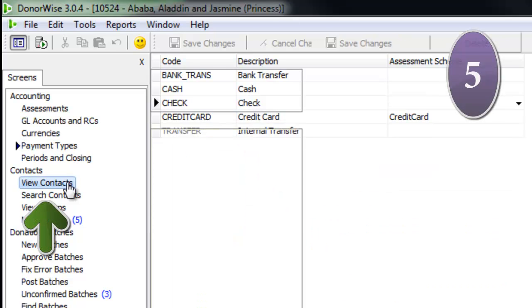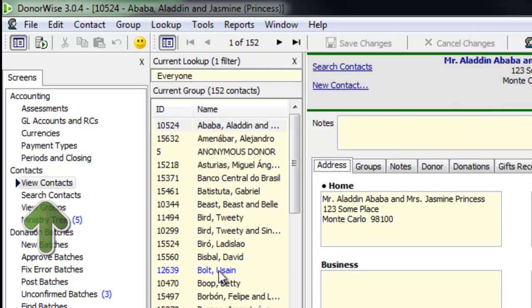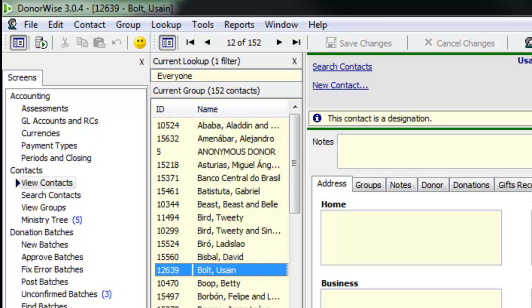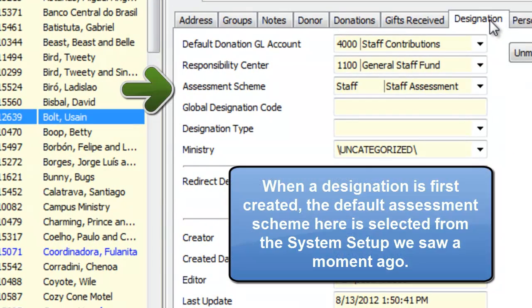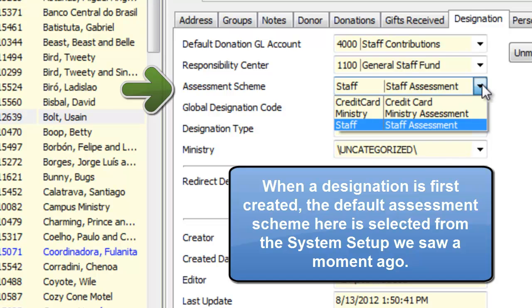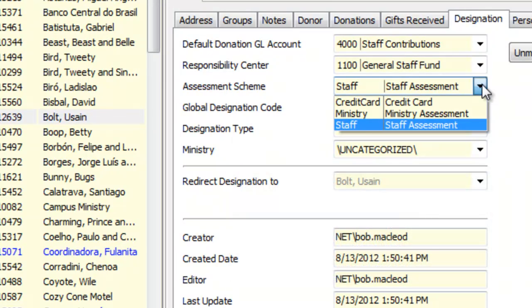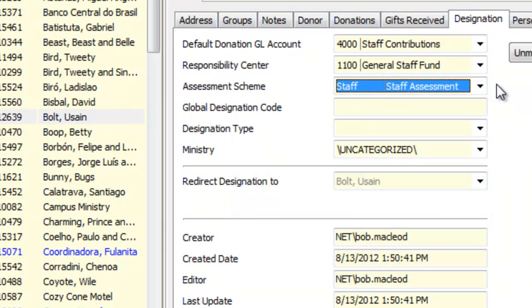The 5th area where we see assessments being used is actually on the designation tab of the View Contacts. So I have a staff member here named Usain Bolt, and his designation tab identifies that he will be using the staff assessment scheme. And I could pick any specific assessment scheme. So even though it defaulted to the staff assessment scheme, I could choose any individual scheme that I wanted.